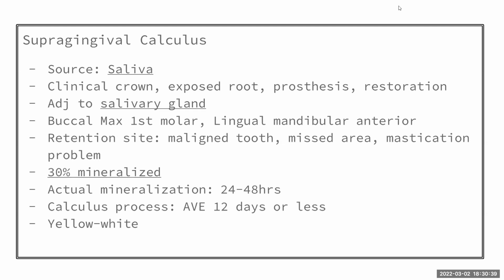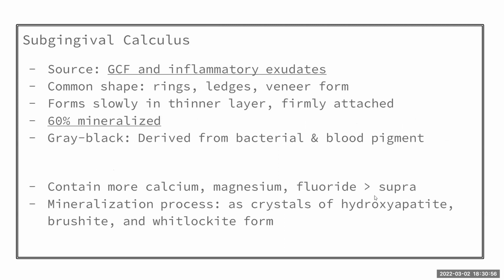Supragingival calculus is 30% mineralized. Actual mineralization can start very soon, but it takes about 12 days or less to really form. Supragingival calculus starts forming as a yellowish white color versus subgingival calculus. Instead of it being derived from saliva, it's derived from the gingival crevicular fluid as well as inflammatory exudates. It can be in rings, ledges, or veneer form.